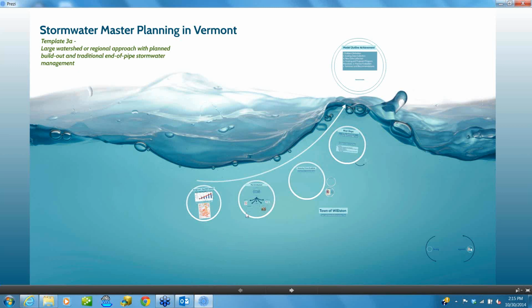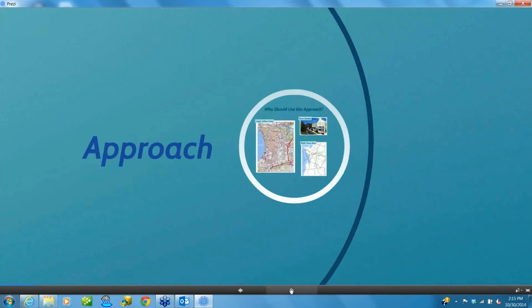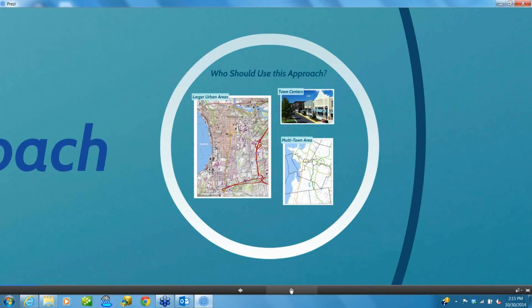So for this section of the broadcast, we're going to jump right into the next template in the DEC framework, which is template 3A, the large watershed or regional approach with planned build-out, which I think is the key phrase there, planned build-out and traditional end-of-pipe stormwater management in some cases. So to jump right into this, the approach is particularly suited for larger urban areas, town centers, or potentially multi-town areas.